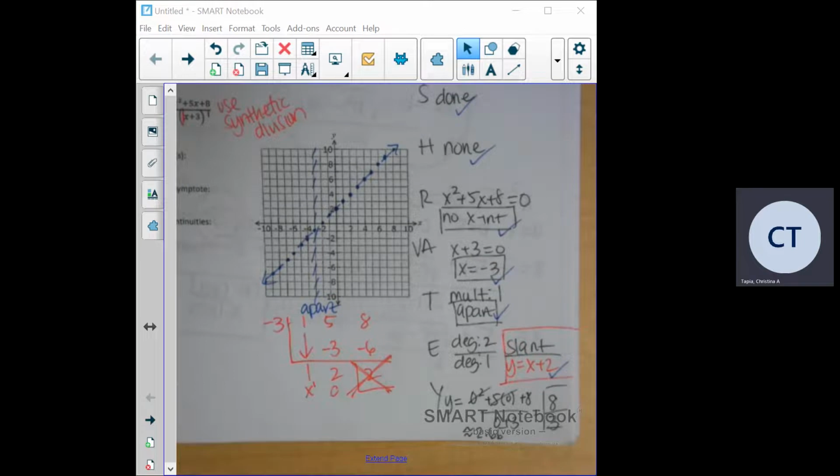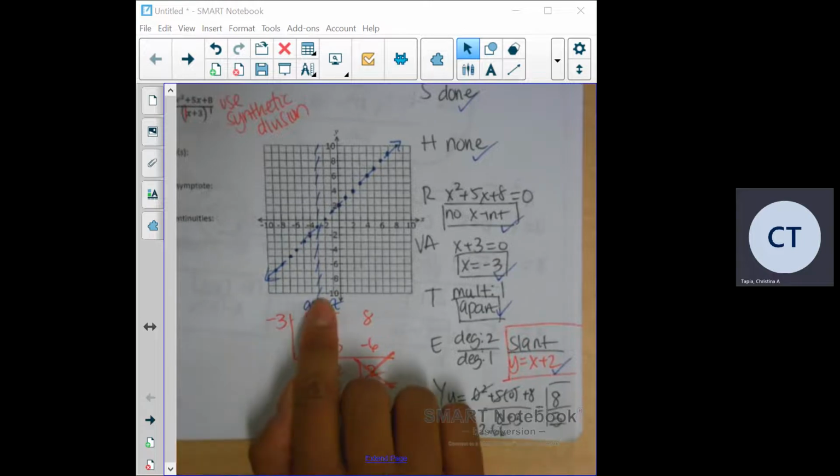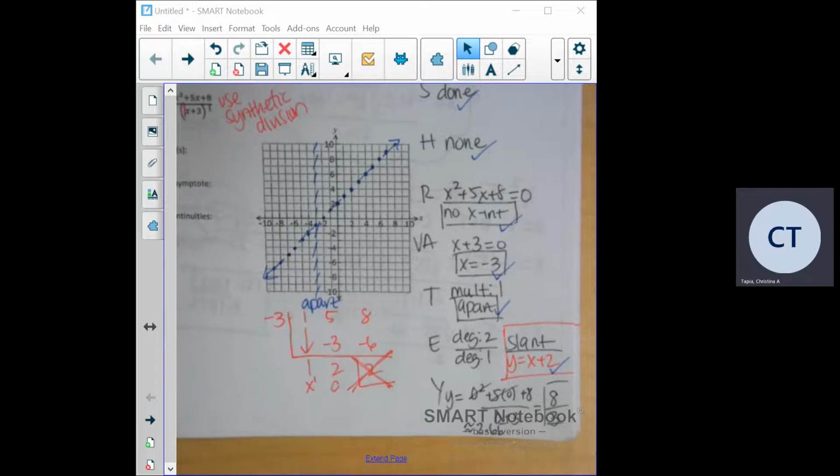Dashed line because it's an asymptote. Asymptotes, like we did for vertical and horizontal, you don't actually write out the entire thing with a solid line. You just graph it dashed.